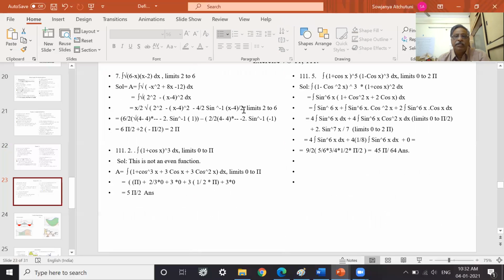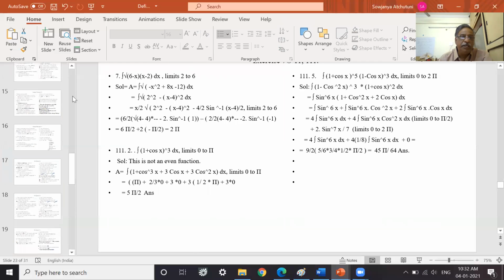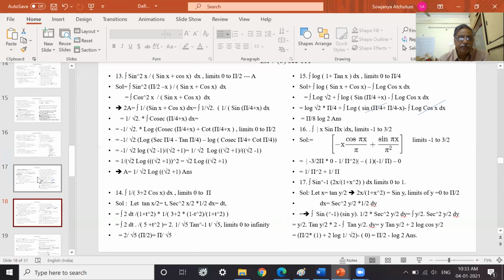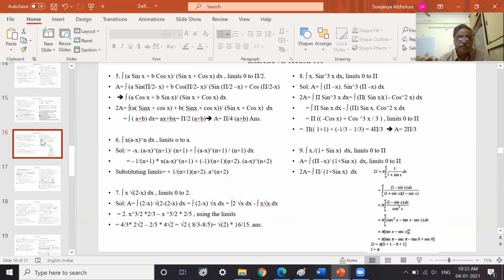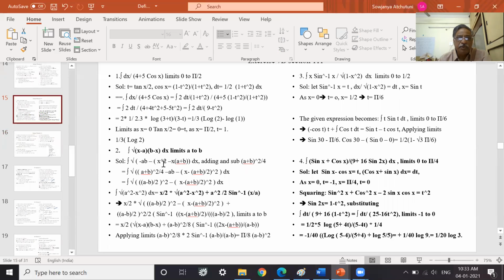A square by 2. What is a square by 2? A square is 4. So 4 by 2 sine inverse x by a. Same problem we have seen earlier. 6 minus x into x minus 2 under root. We have seen a and b form here. This one, root of x minus a into b minus x. In place of a, b, some 2 and 6 are given. But otherwise here limits a to b. Same problem. In place of a, b, the numerals are given.